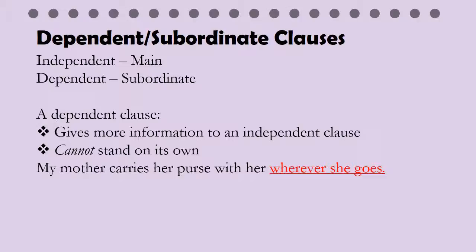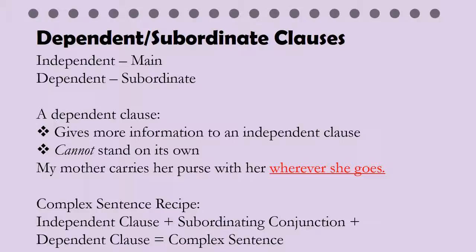Since we are working with a different kind of clause now, we get a different kind of sentence, called a complex sentence. It's no longer two independent clauses with a coordinating conjunction in between. We now have an independent clause, a subordinating conjunction, and a dependent clause. Sounds complex, doesn't it? Well, don't worry. I'll help us understand this better.